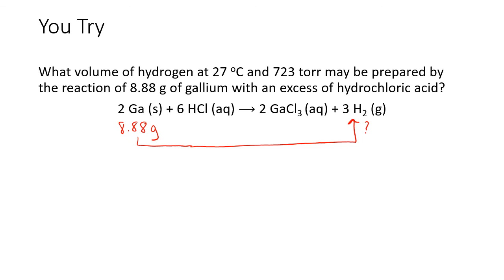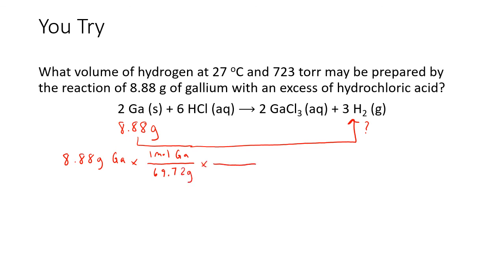So the first step will be to use stoichiometry in order to determine the number of moles of hydrogen that can be made. We have 8.88 grams of gallium, and we have to convert to moles in order to use our balanced equation. 1 mole of gallium from the periodic table is 69.72 grams.